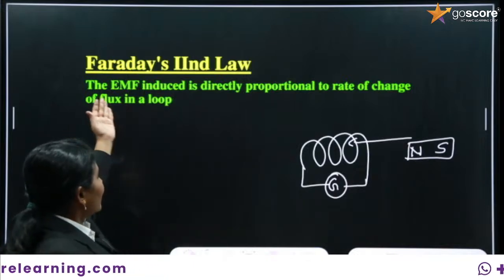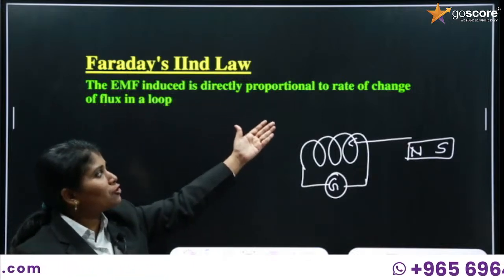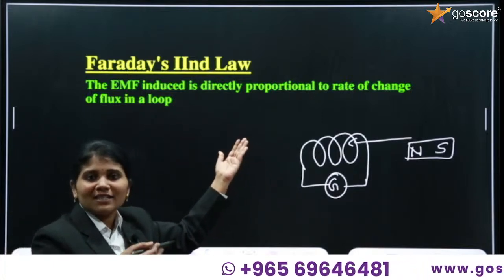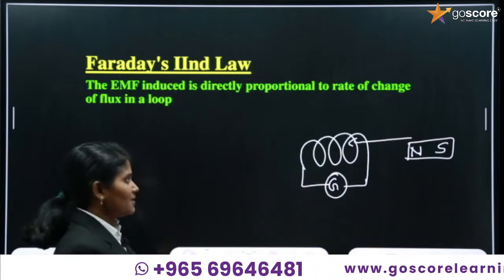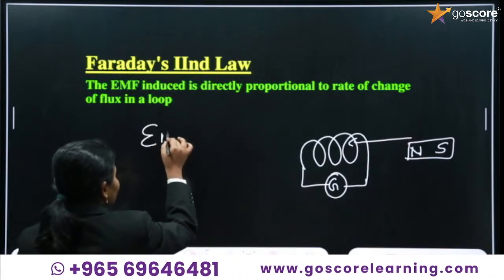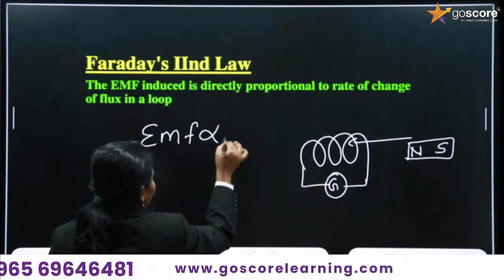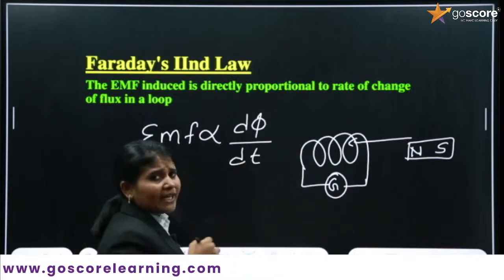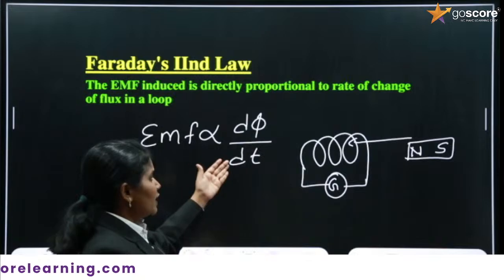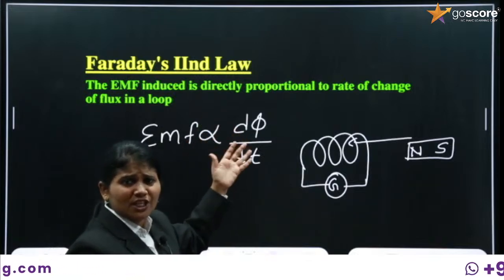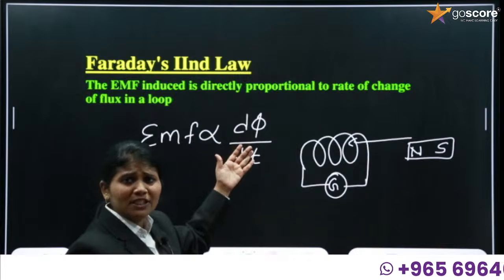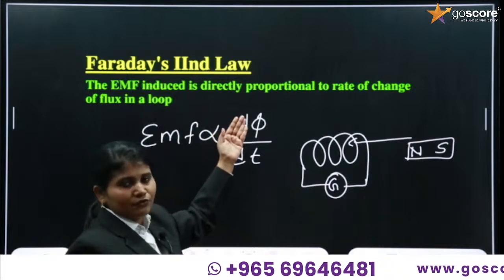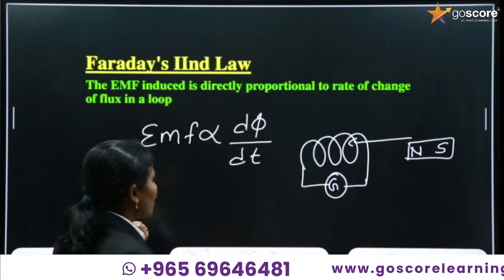Faraday's second law: the EMF induced is directly proportional to the rate of change of flux in a loop. Flux is increasing, EMF is also increasing. From this definition, EMF is directly proportional to the rate of change of flux. With respect to time, the flux changes. EMF is directly proportional to the rate of change of flux.